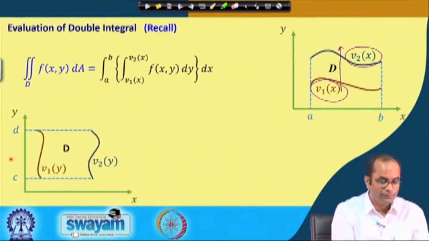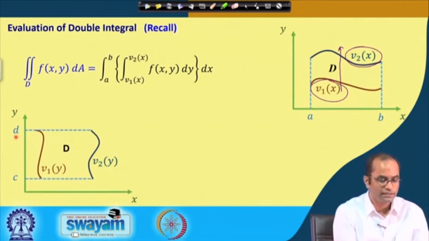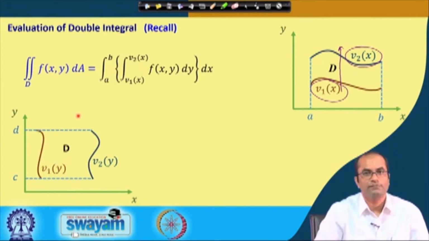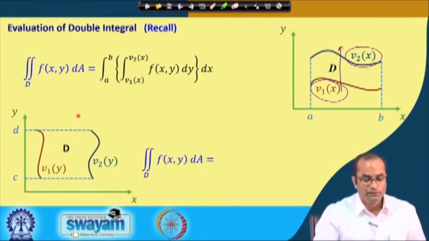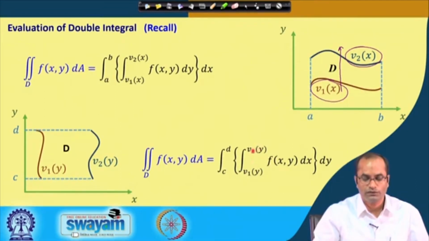Or we have this domain, for instance. In this case we have to consider first the integration with respect to x, because it is easier to set the variable limits for x. The limit of x will be from v1(y) to v2(y), and then in the second step we will do the integration with respect to y. So here we will have the inner integral with respect to x, with limits v1(y) to v2(y), and the outer one will have the limits from c to d.